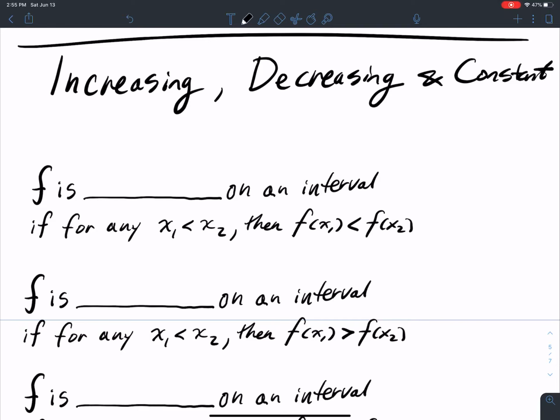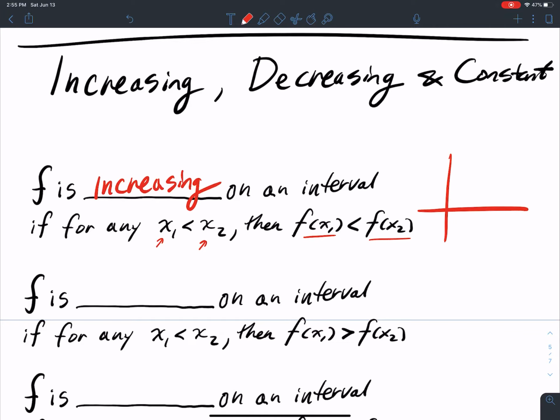So here we're going to talk about increasing, decreasing, and constant functions. First definition: f is increasing on an interval if for any x1 less than x2, we have f of x1, the function evaluated at that point, is less than f of x2. So what does this look like graphically?